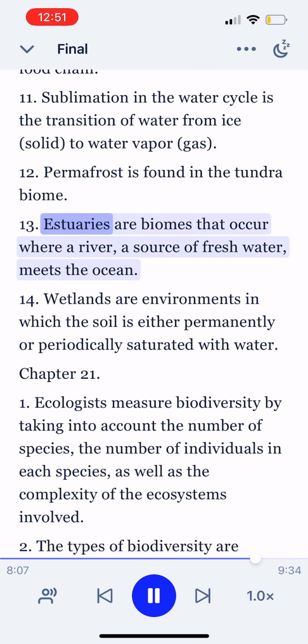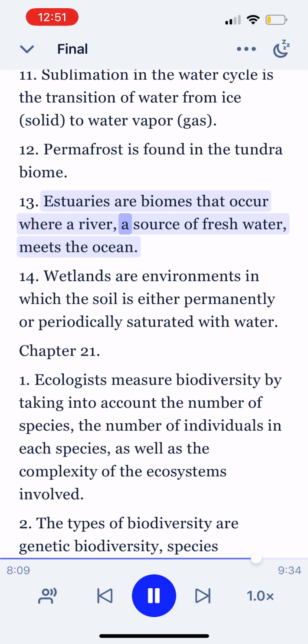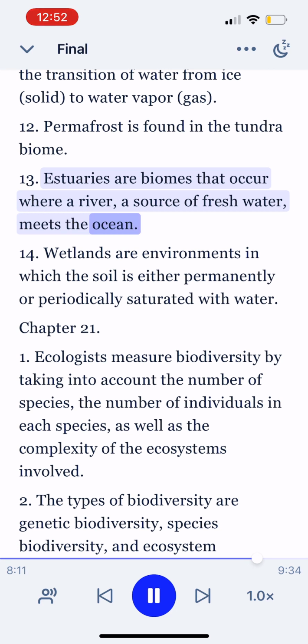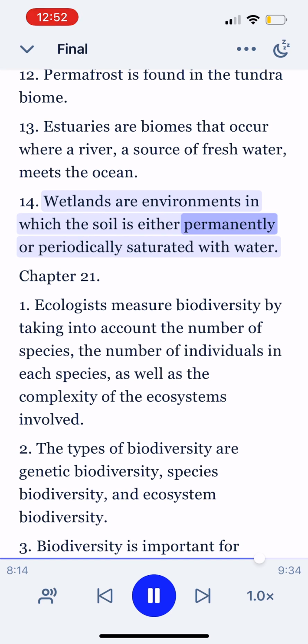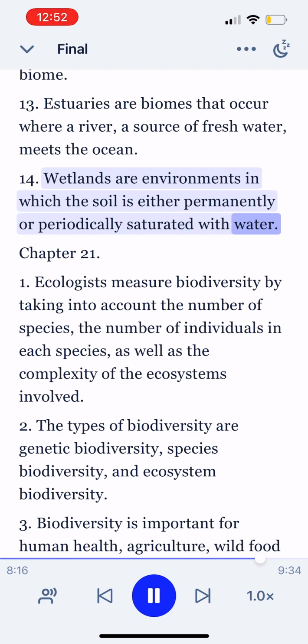13. Estuaries are biomes that occur where a river, a source of fresh water, meets the ocean. 14. Wetlands are environments in which the soil is either permanently or periodically saturated with water.